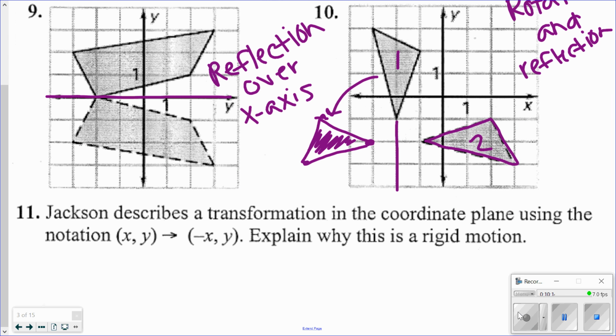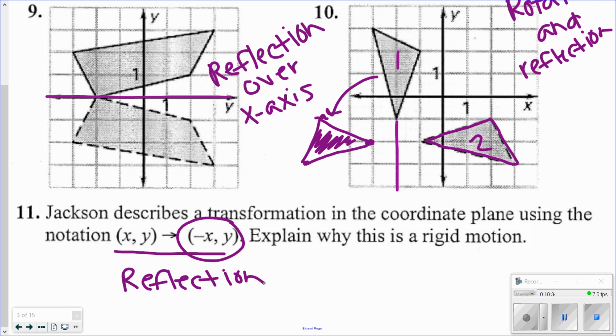For question 11, Jackson describes a transformation in the coordinate plane using this notation. Our xy coordinate changes to a negative x comma y. Explain why this is a rigid motion. Well, remember, this is one of our special rigid motions. This is a reflection over one of the axes, and which one? It's over the y-axis.